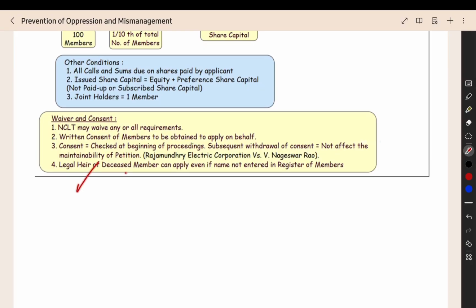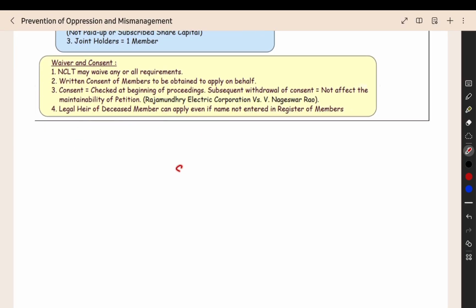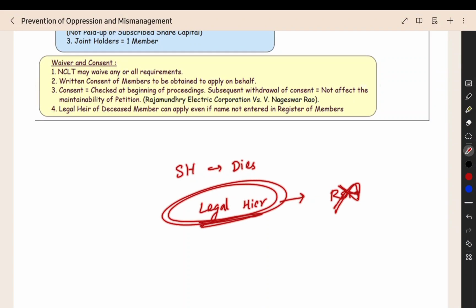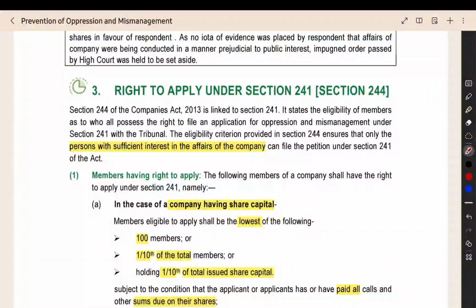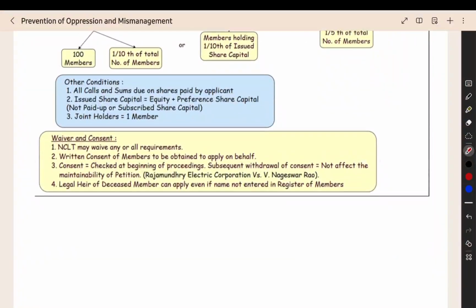Then the legal heir of a deceased member can apply even if the name is not entered in the register of members. A shareholder dies, and now we have a legal heir. The legal heir is the owner of the shares, but the legal heir's name is not in the register of members. Can the legal heir file the application? Yes, they can, even if their name is not in the register of members. So this is the entire position on the right to apply under section 241, the minimum number of members and the other conditions.